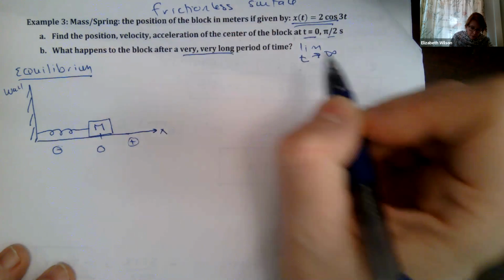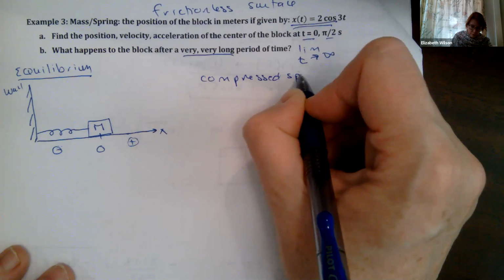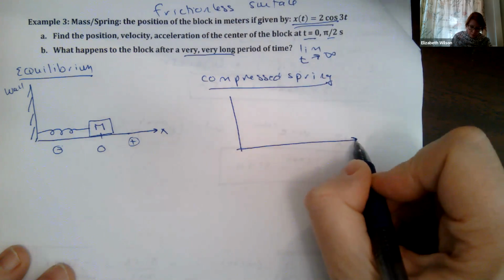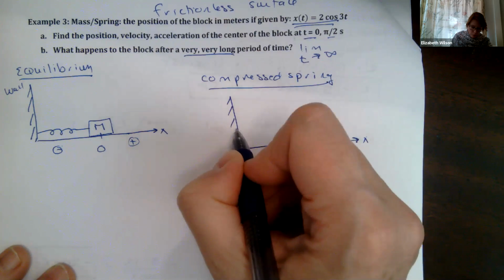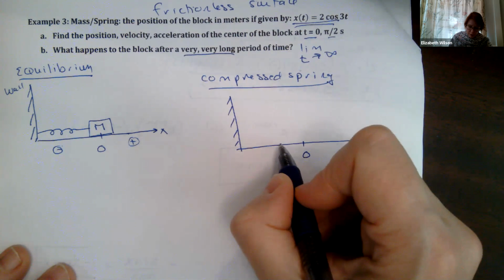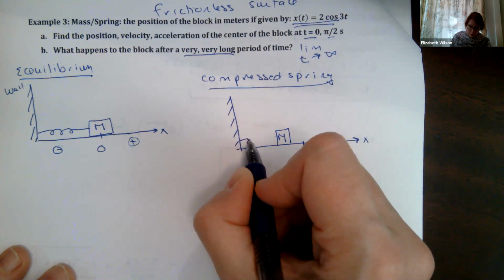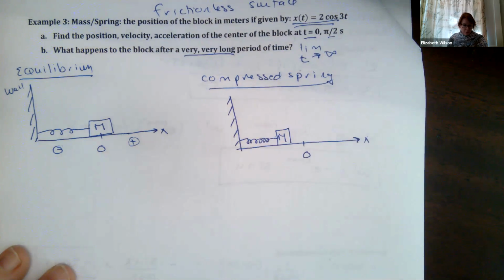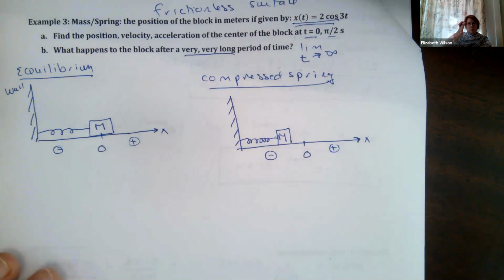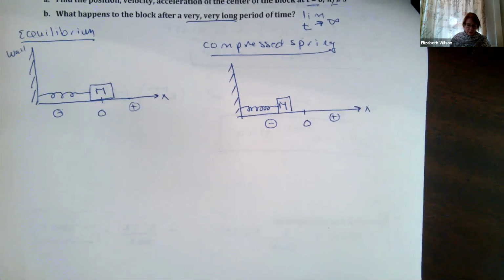All right, let's draw a compressed spring and see what it looks like. Here's our equilibrium position. A compressed spring is where I've pushed the mass closer to the wall and the spring is a little bit tighter, over-exaggerated so you can imagine. Here's our positive direction, here's our negative direction. I've pushed the mass into the negative, compressing the spring.